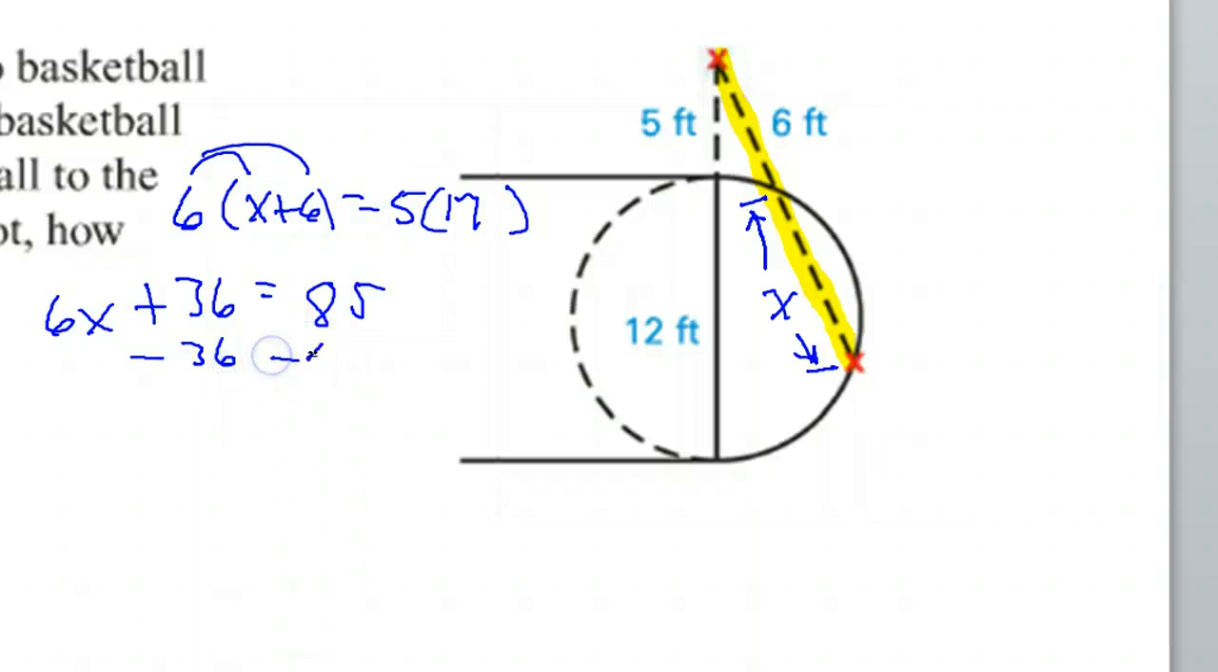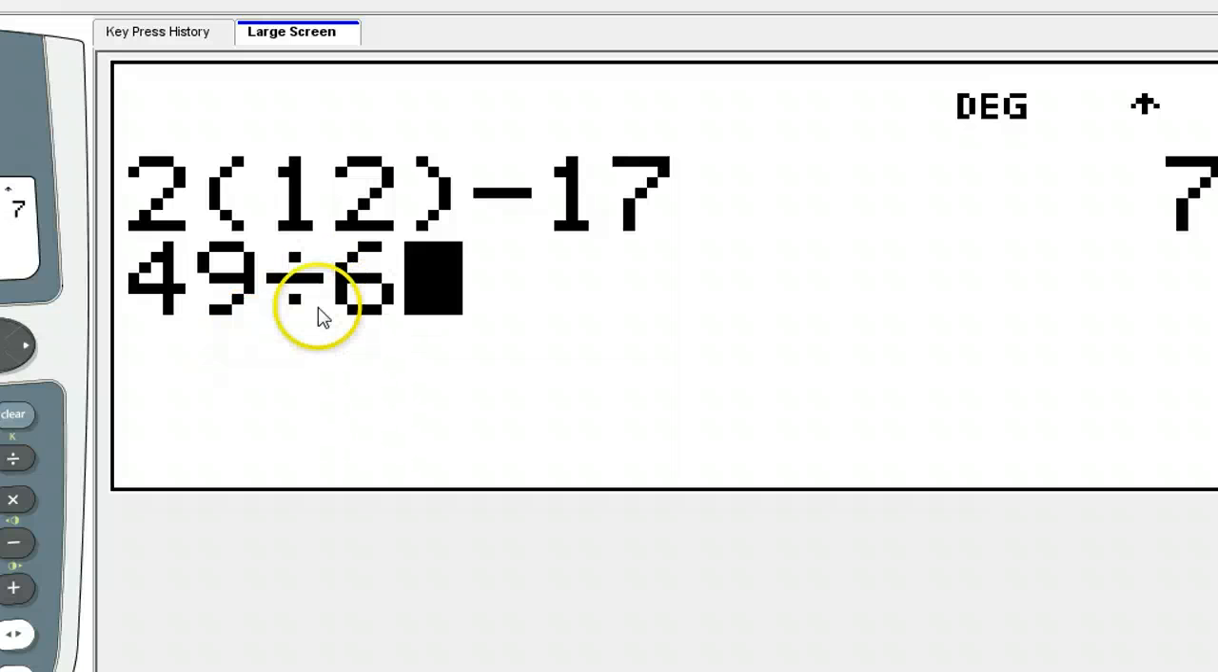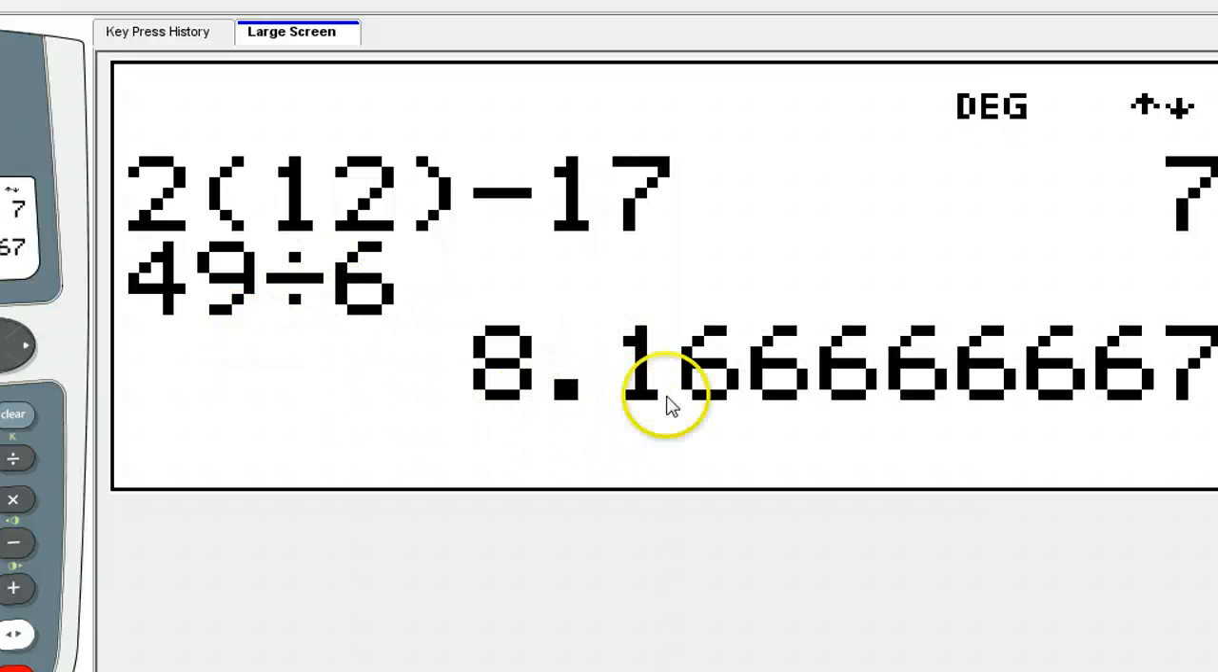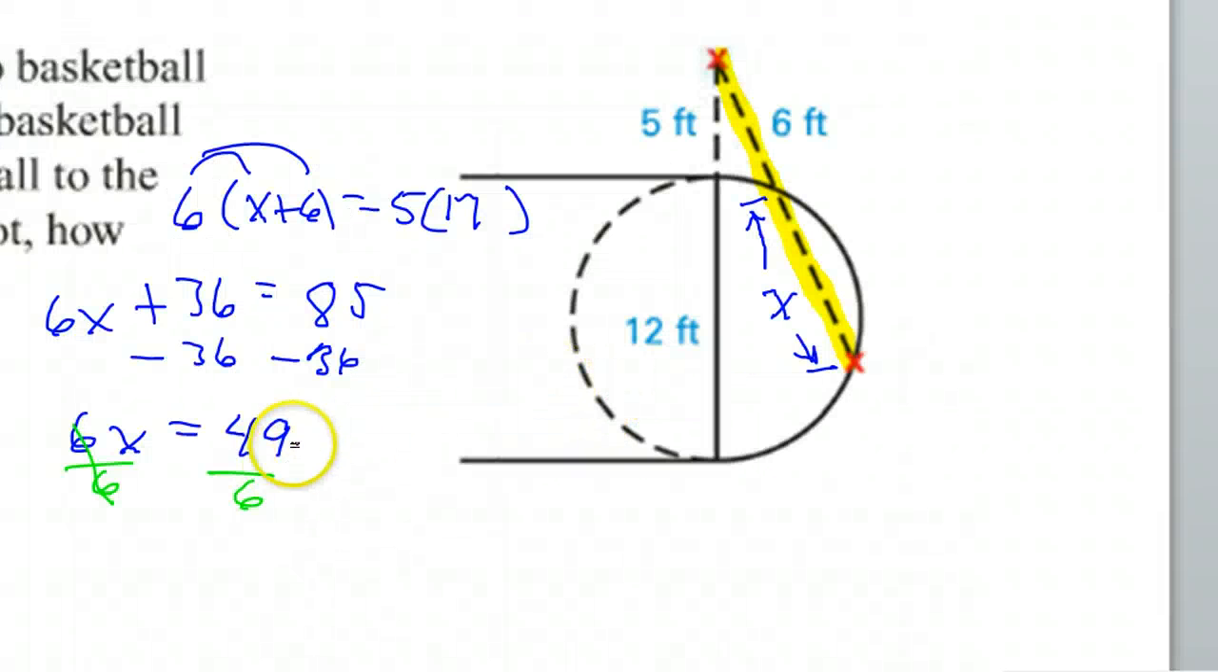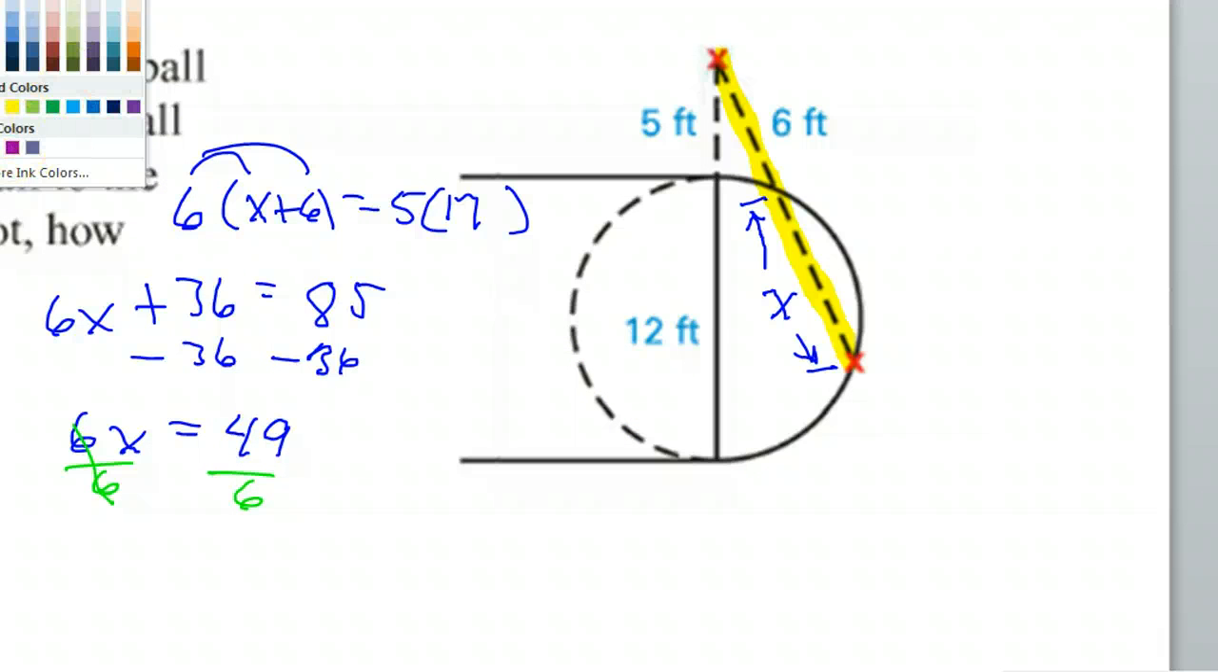Subtracting 36 from both sides, that's going to be 49. Whoa. Obviously we need to divide both sides by 6. But 6 does not go into 49 evenly. So we got that to the nearest tenth, one decimal place, that's 8.2. Got to round up. So x is 8.2.